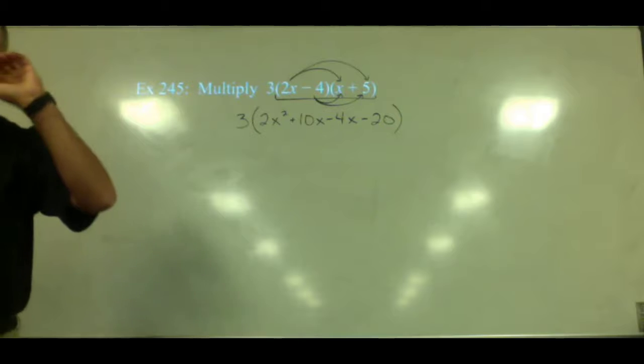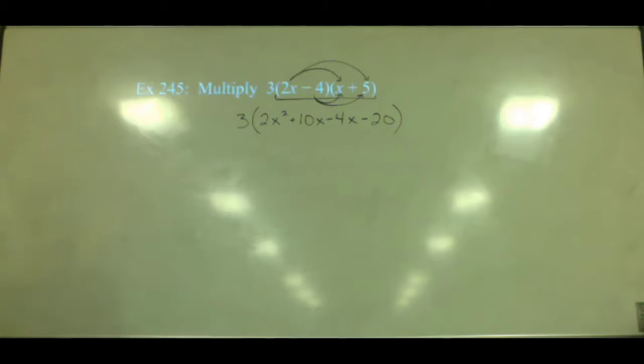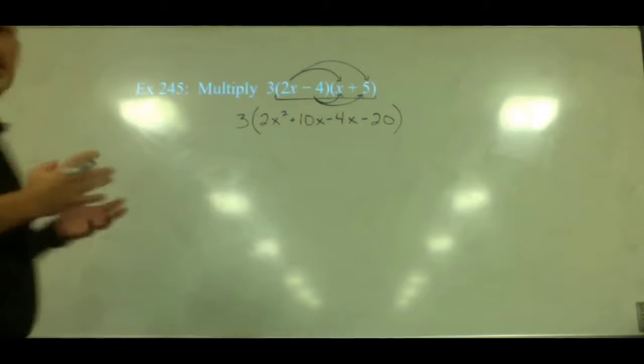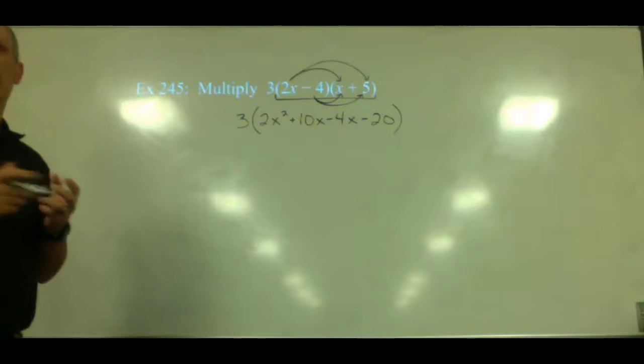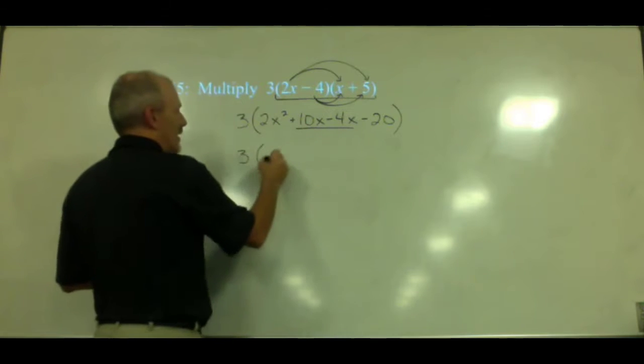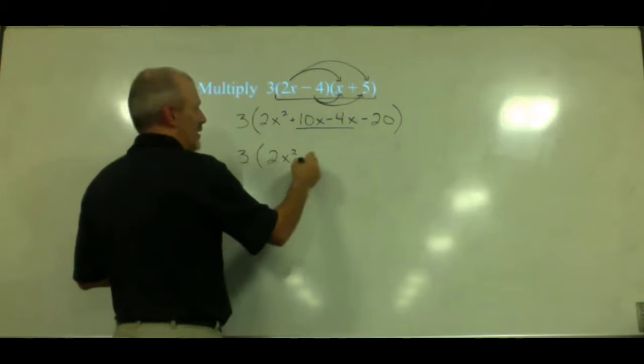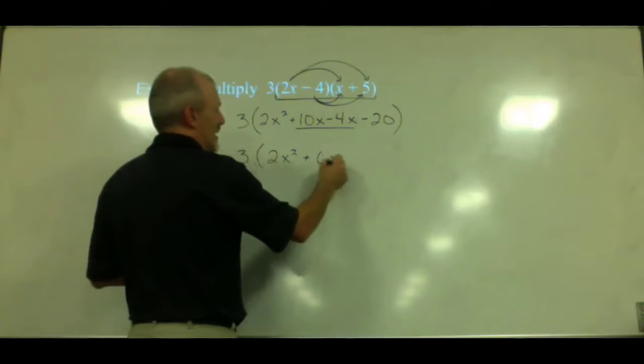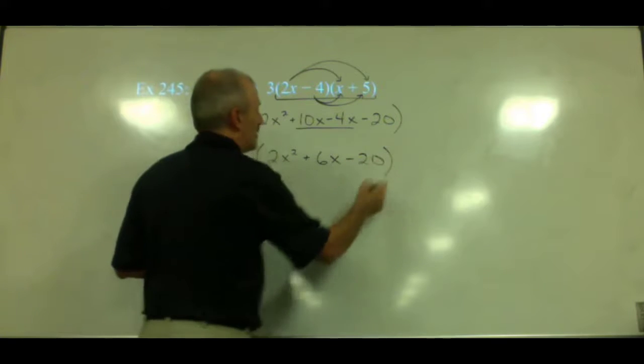I'll wait till you guys are done writing. Just like always, if there's something inside the parentheses that we can simplify, we should try to do that. Do we see anything that we can simplify? 10x and negative 4x. Yeah, we can combine these like terms. So this 3 is still here, and we have 2x squared plus 6x minus 20. Does that make sense?